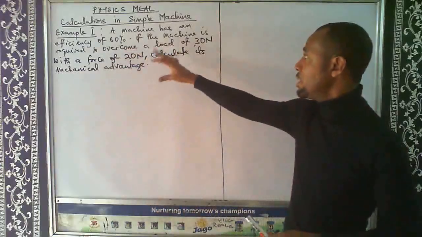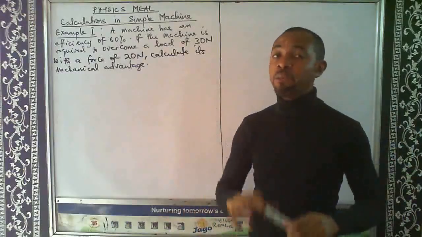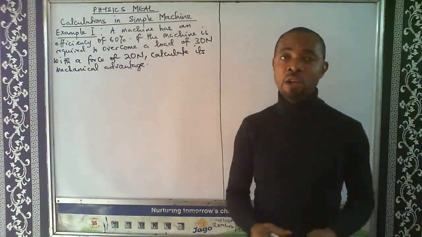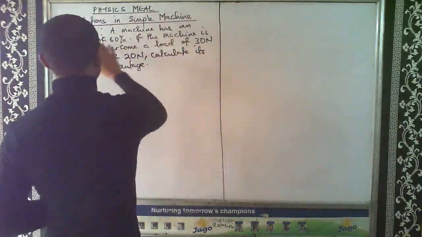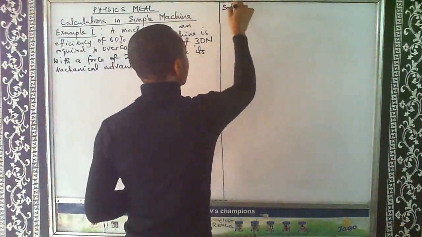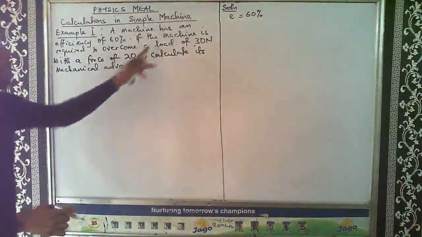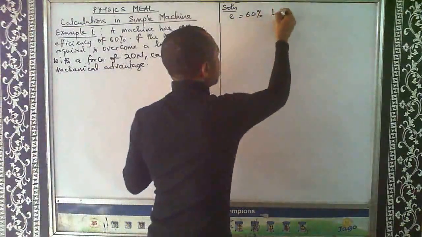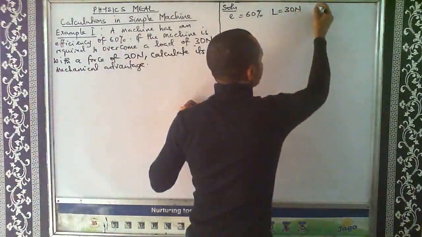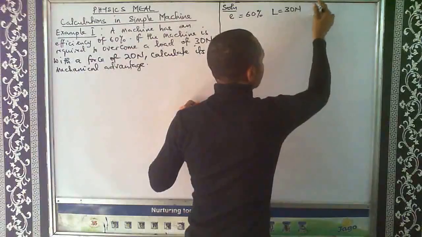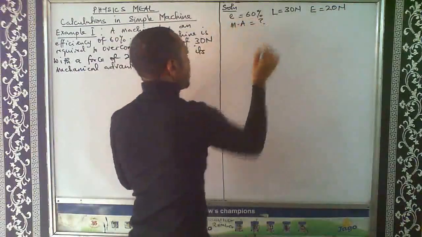We need to identify the quantities given to us in the question. We set it up using appropriate symbols. Then we explore, we search for the suitable expression for the calculation, and then finally we execute. So let's apply that principle here. What and what were given to us? A machine has an efficiency. We are going to use η to represent efficiency. It's an efficiency of 60%. If the machine is required to overcome a load, so the load is 30 Newton, with a force of 20 Newton, that means that force, which is now the effort, is 20 Newton. We are asked to find the mechanical advantage.